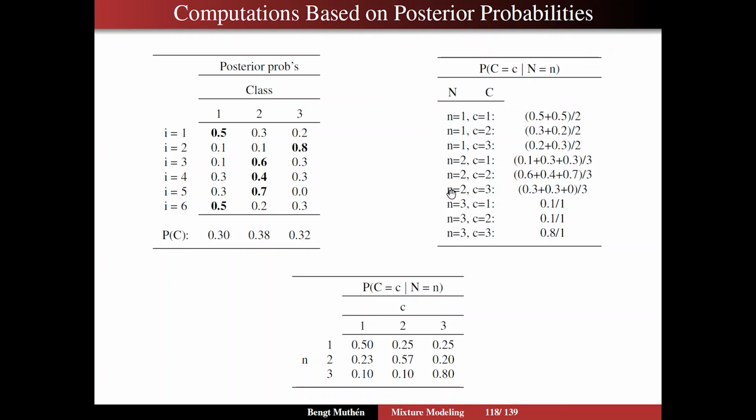For n equals 2, you have 3 individuals who have most likely class being 2. So you have, for those people, c equals 1 is 0.1, 0.3, 0.3. So you take the average of those 3.